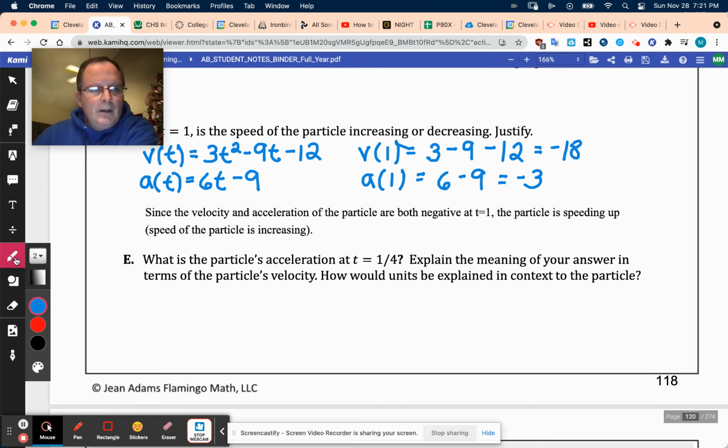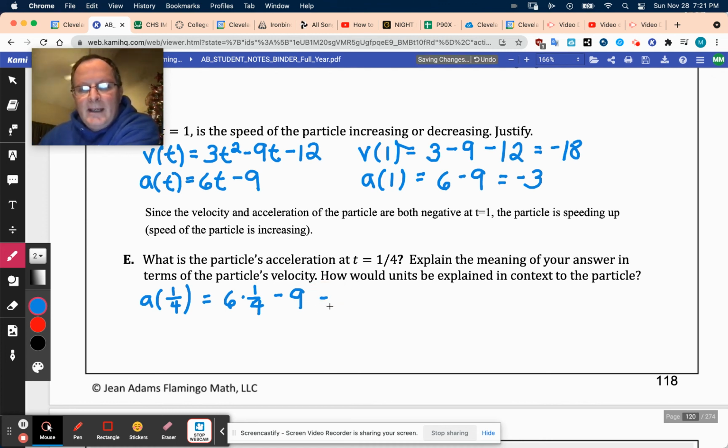All right, so the acceleration at 1/4, and again, we don't know what unit of measure that is. It could be seconds, could be hours, who knows. But that's going to be 6 times 1/4 minus 9. All right, so 6/4 is 1.5. So 1.5 minus 9 is going to be negative 7.5.